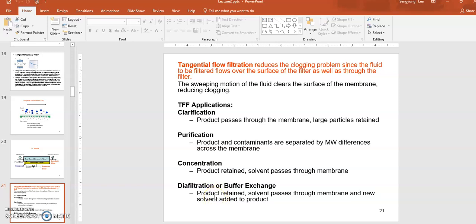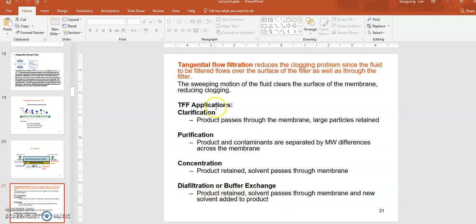So let's say your API is dissolved in a Tris buffer, but Tris buffer is not compatible with the next process of your purification. So let's say it's not compatible with ion exchange chromatography or something. So you have to change the buffer. And how do you do that? Yes, you can use TFF for that buffer exchange process. You can remove the old buffer by removing your solvent only, and then at the end the concentrated API will be reflushed in a new buffer. So that's what the diafiltration or buffer exchange step is.